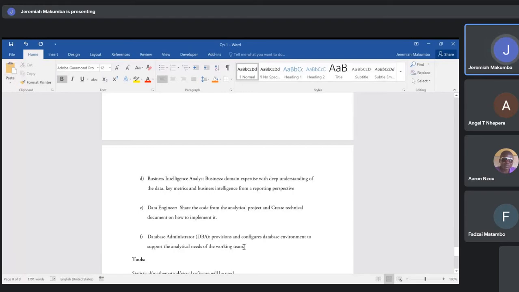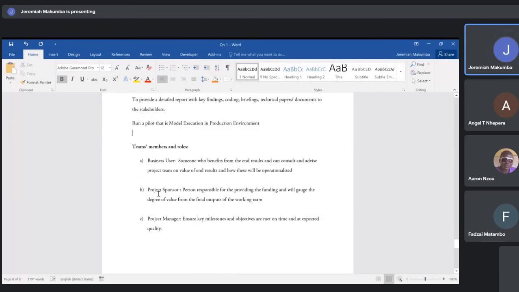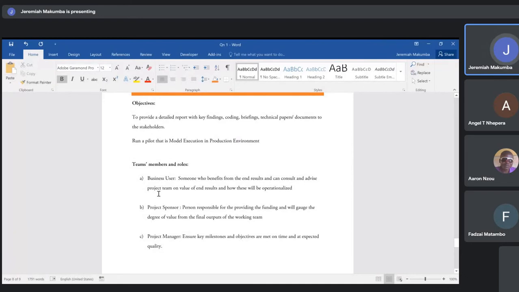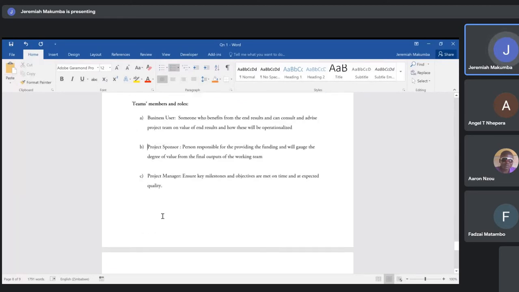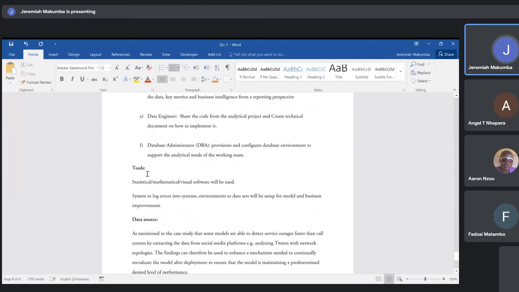As you are seeing here, we are now bringing all those members which we have introduced at our first phase, in our discovery phase, at the last phase, so that they validate whatever we have deployed and also evaluate if we have met the results or objectives we set from the start at the discovery phase. Then the tools here include the statistical, mathematical, and visual software which will be used, systems to log errors, and environments and datasets will be set up for model and business improvements.